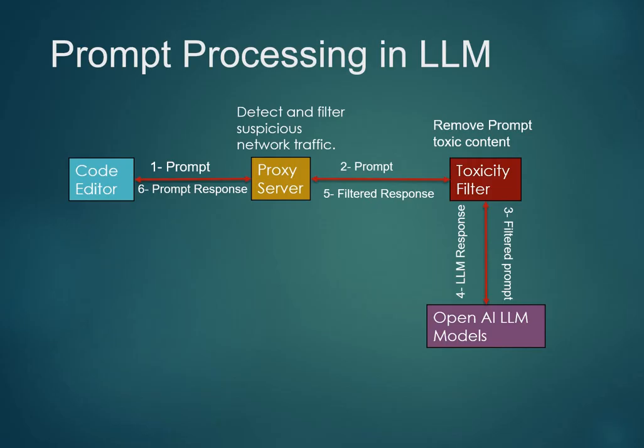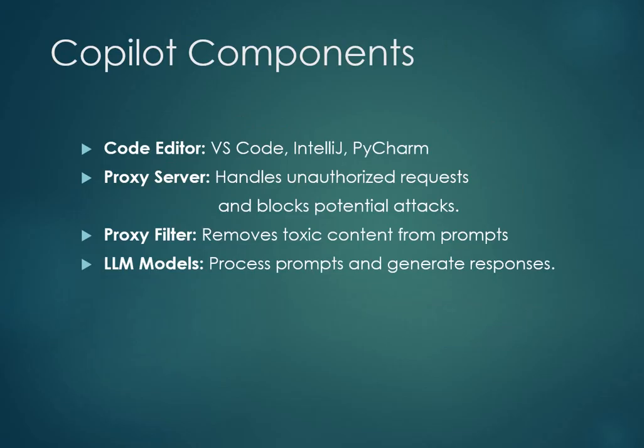It will try to remove content, such as abusive or sexual text, and then send the prompt to the LLM model. The model reads the prompt, does the NLP processing, and responds back to the toxicity filter, which again checks if the response has any toxic content, and then responds back to the code editor. So these are the components of the GitHub Copilot process pipeline.